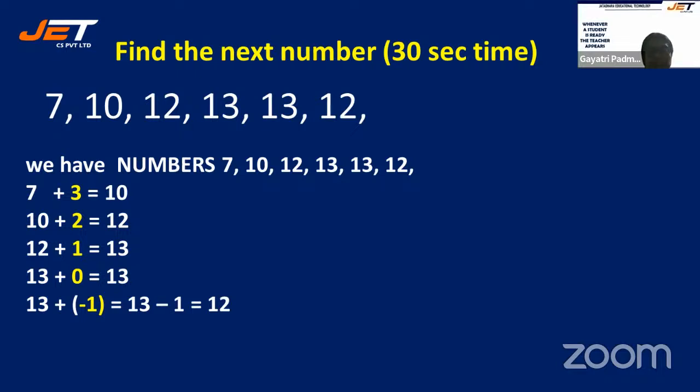Right. Next you have 13. If you add what, you will get 12? So if you minus 1, you will get 12. Similarly, the next one, 12 minus 2 should give you 10. See how it moves in decreasing order. 3, 2, 1, 0. Then it goes to minus 1, minus 2, isn't it? So 12 minus 2 is 10.